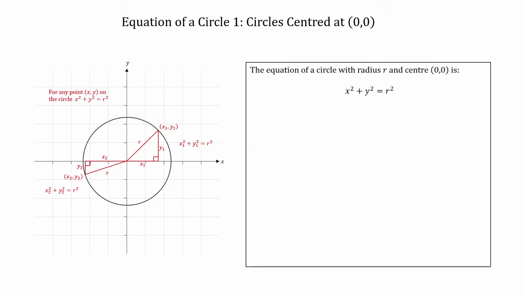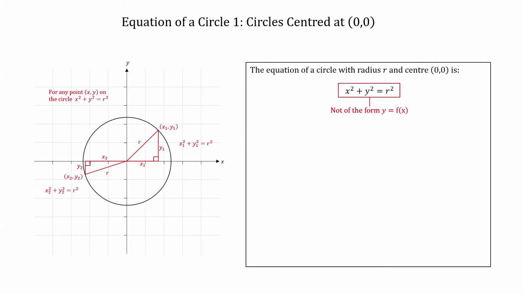So x and y are variables, but r is a constant. So we have to decide, if you like, what radius we want. So say we want to write down the equation of a circle with radius 3, then that would be x squared plus y squared equals r squared, which in that case would be 3 squared. But we'll look at that example next.